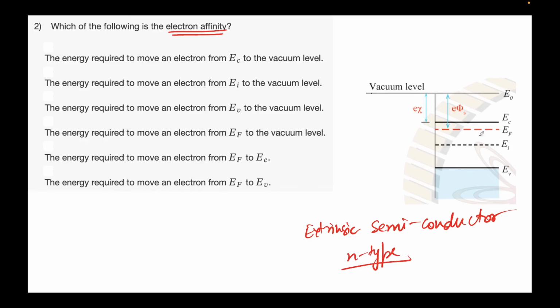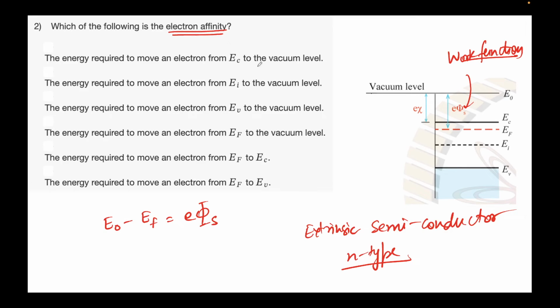Now, if you recall, we had defined the work function. The work function is between the vacuum level and the Fermi level. Again, you see this symbol phi s. So this is our work function. Work function, if you recall, is the energy required to move an electron from the Fermi level to the vacuum level. So between E0 and EF is your phi s. Mathematically, it can also be written as E0 minus EF equal to E phi s.